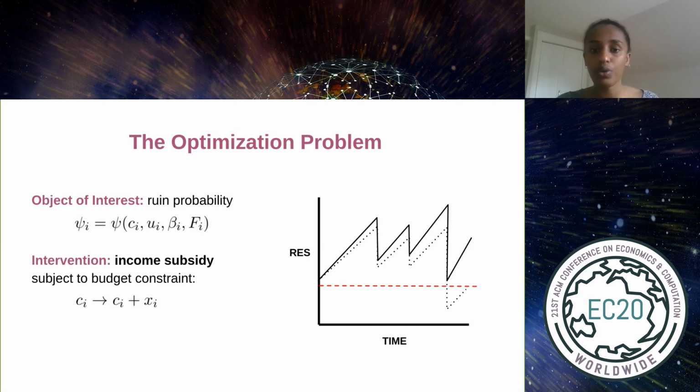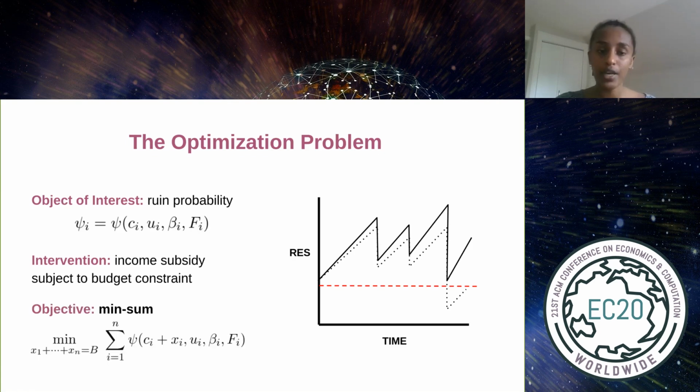And as a planner, we want to minimize the experiences with shocks that people are having, and we want to do so by giving out income subsidies. So these income subsidies are this X sub i that's appended to the agent's income C sub i, so it changes the slope on the graph on the right-hand side that you can see here. We also assume that the planner has a budget, so the total amount of income subsidies that you're giving out at any point cannot exceed some budget B.